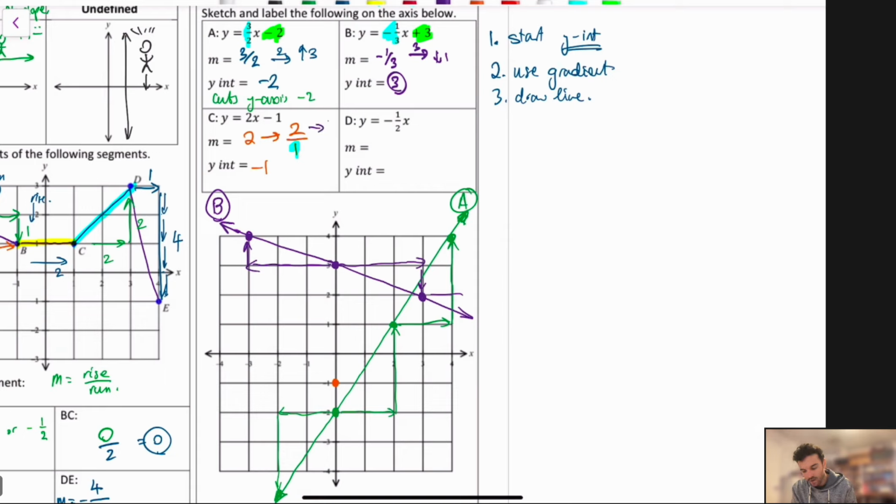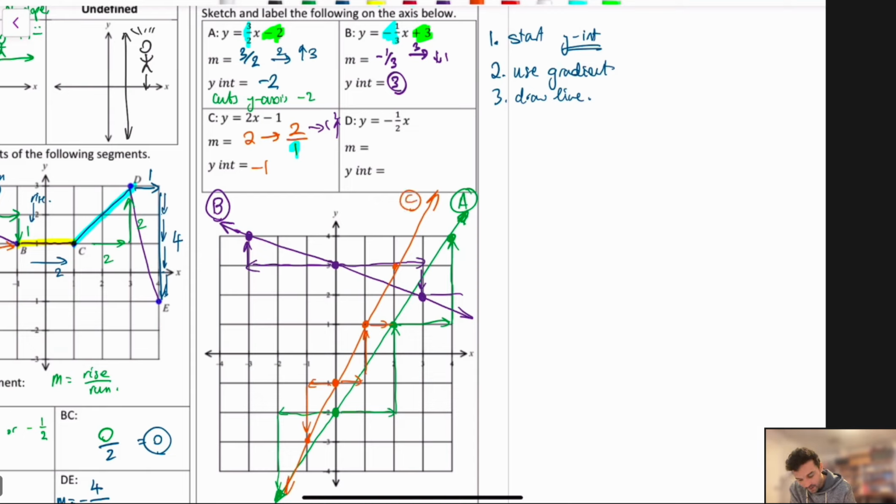It's going across 1 and then it's going up 2. Across 1, up 2. If you don't write that 1, it gets a bit hard to know what the gradient was. Okay, so it's going across 1, up 2. Across 1, up 2. And then we can go backwards. Across 1, down 2. There we go. We should have enough here. And let's call that C.